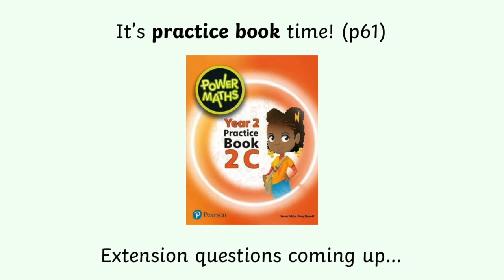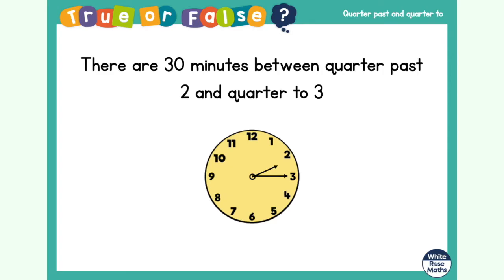Well done on working in your practice book. Here's the extension question for today. True or false? There are 30 minutes between 2:15 and 2:45. And you can see here we've got 2:15 being shown on the clock. Have a think, click pause, decide true or false, and click play when you have your answer.